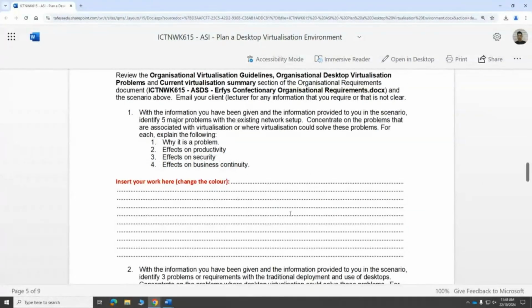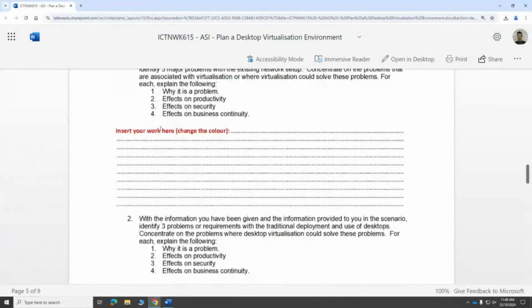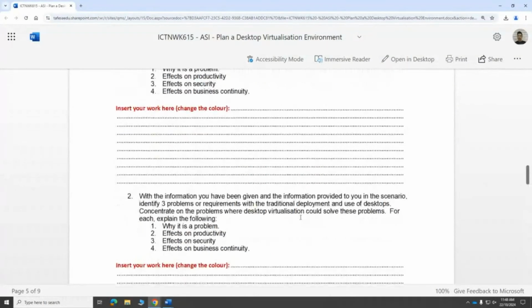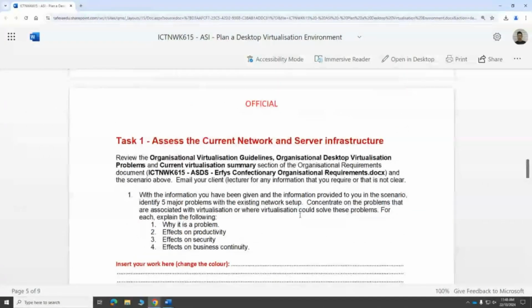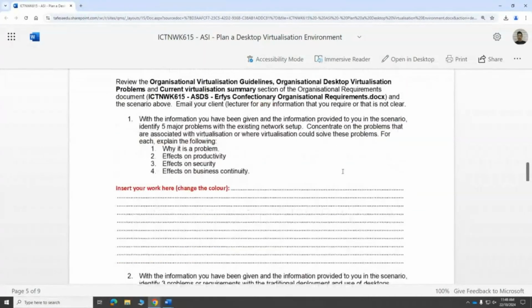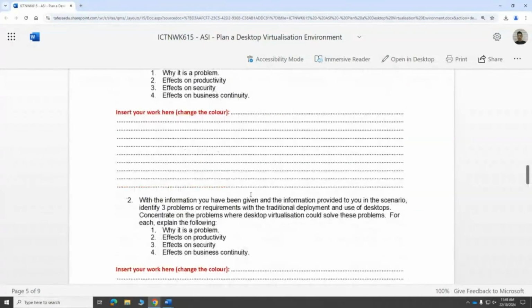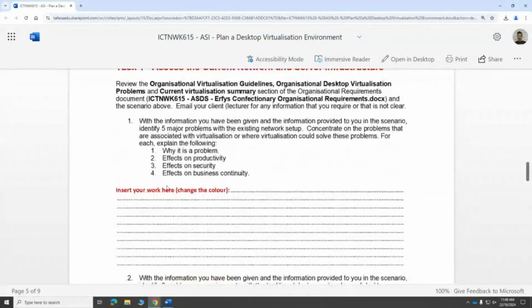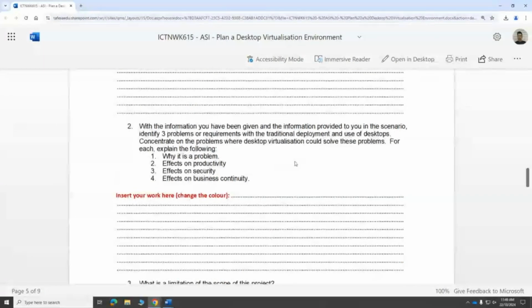So again, very similar idea. These are the general problems with virtualization, and this really comes from your previous assessment. And now this is the specific problems with desktop virtualization. So you get me, Roman?